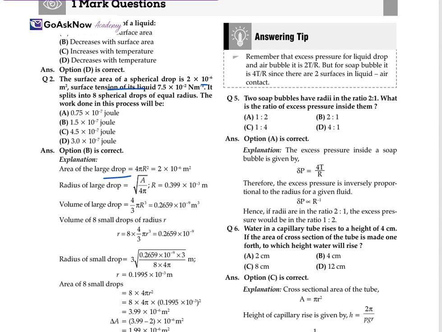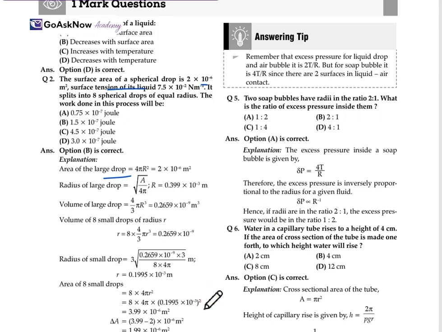So the radius of the small drop will be equal to the cube root of 0.2659 into 10 raised to the power minus 9 into 3 upon 8 into 4 pi. So here we get the radius of the small drop. As we have to find the area of the 8 small drops, it will be 8 into 4 pi r square. So this equals 8 into 4 pi into 0.1995 into 10 raised to the power minus 3.